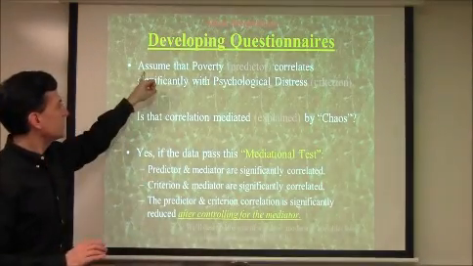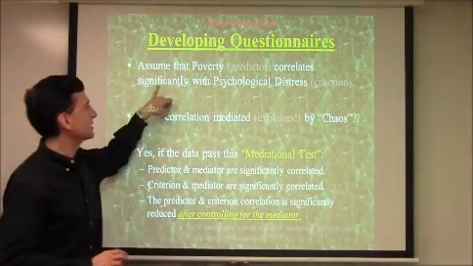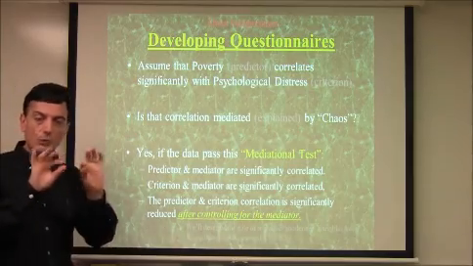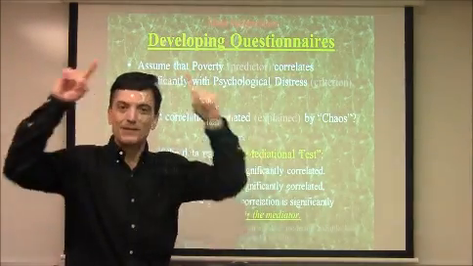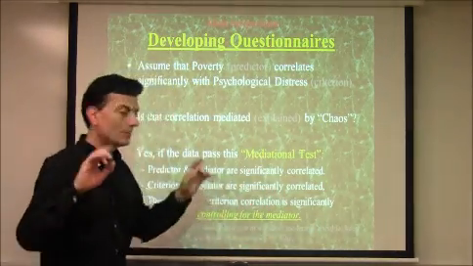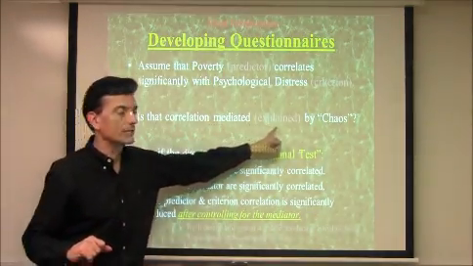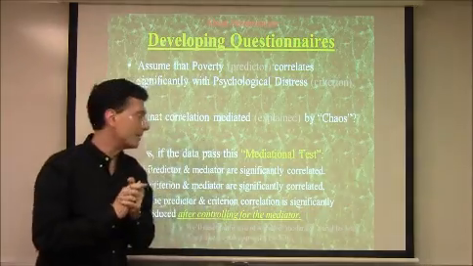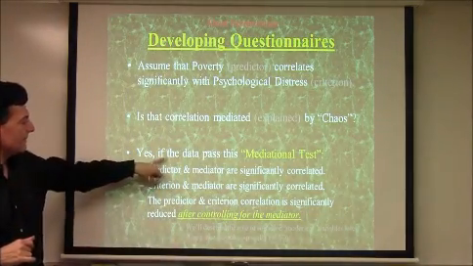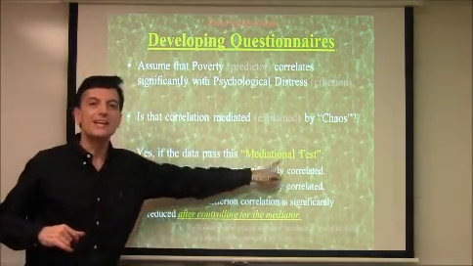Okay. So assume that poverty, our predictor, correlates significantly with psychological distress. There is a correlation along our bottom row in that big triangle that we were just looking at. Right? We'll say that's a significant correlation down here. Is that correlation mediated or explained by chaos? This is what we might ask. Yes, if the data pass this so-called mediational test.